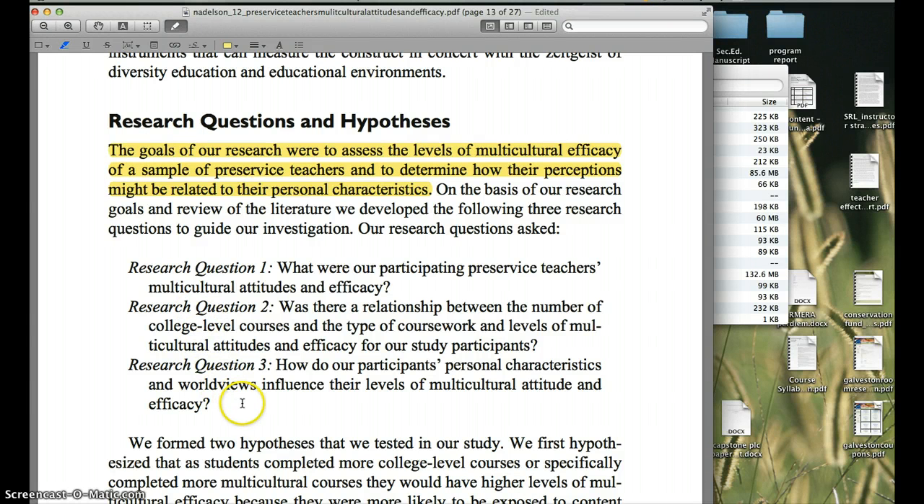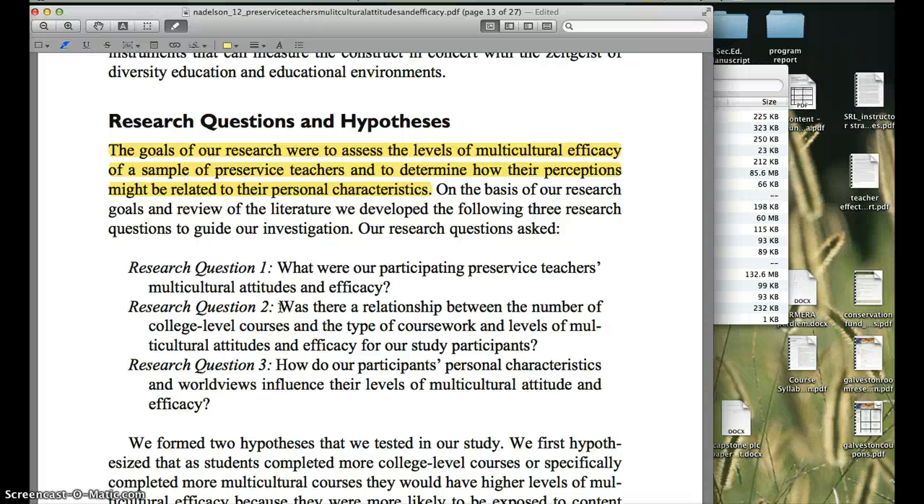to these three research questions. So research question one: what are participating pre-service teachers' multicultural attitudes and efficacies? That's primarily a descriptive question where they just want to know what these teachers' attitudes and efficacies are. They don't know what they are, they just want to find out. Research question two: was there a relationship between the number of college level courses and the type of coursework and levels of multicultural attitude and efficacy for our study participants?